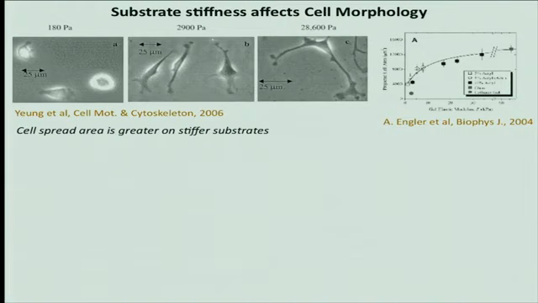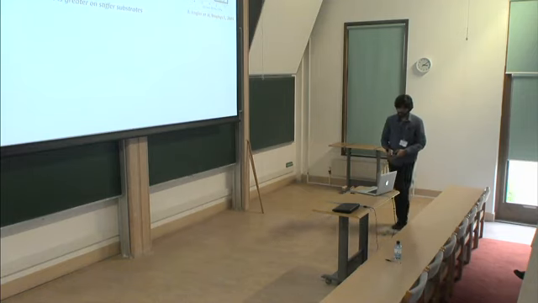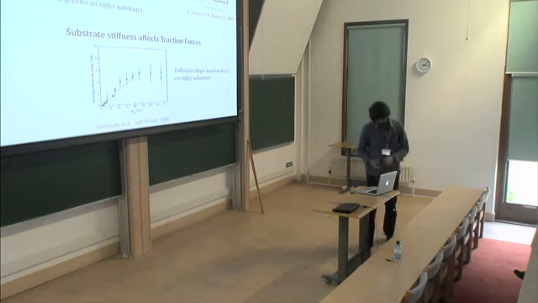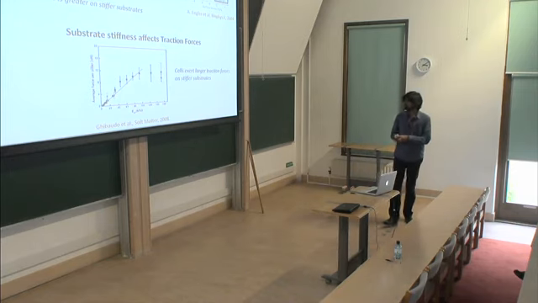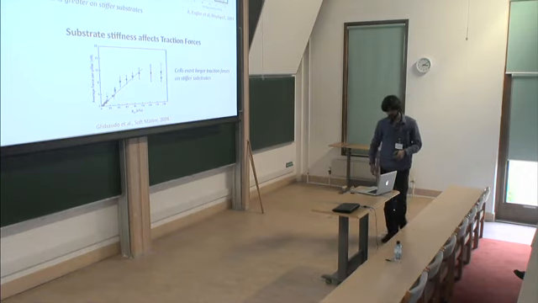So on very soft gels, you see more rounded morphologies of cells. These are pictures of endothelial cells taken from Paul Janmey's lab at UPenn. And if you increase the substrate stiffness, cells are more branched and you see a larger spread area. And this substrate stiffness obviously also affects traction forces, so that you see a linear increase for softer gels, and then as the gel becomes stiffer, there is a saturation of the traction forces.